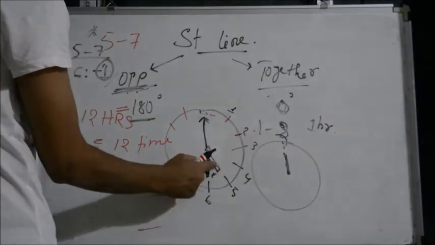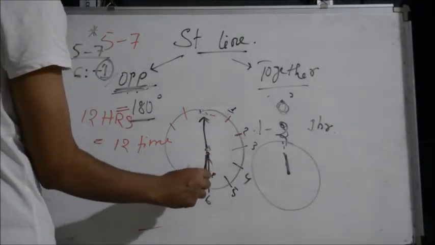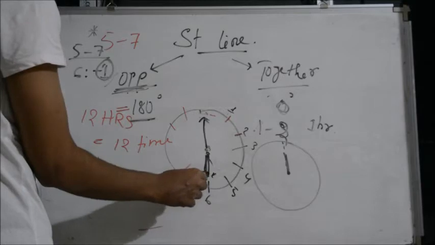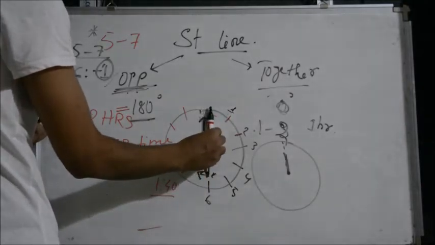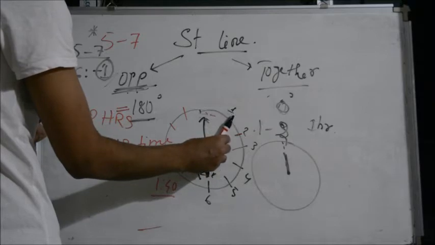Then at 6 o'clock, the clock will again move. The hour hand will move this side and the minute hand will move this side. So we are not getting any straight angle.